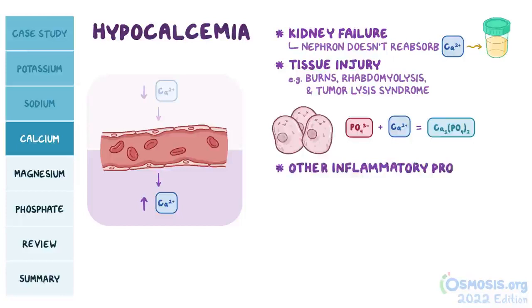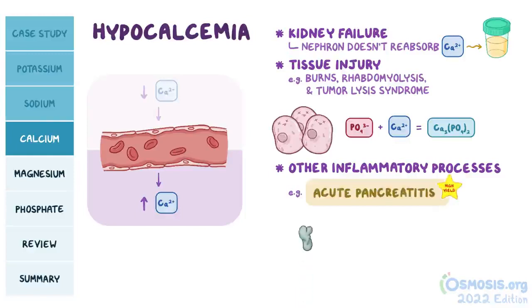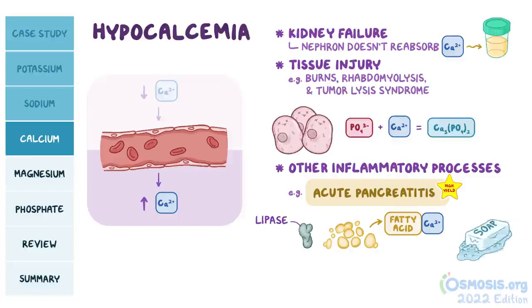Other inflammatory processes can also cause too much calcium to leave the blood. For example, note that in acute pancreatitis, lipase that leaks out breaks down fat in the body. The free fatty acids end up binding to ionized calcium, making it insoluble and precipitating out as a soap-like substance.